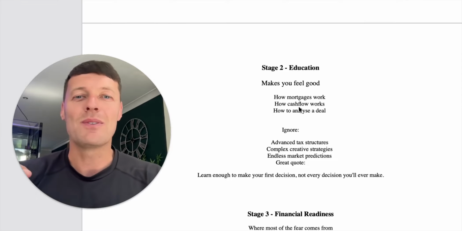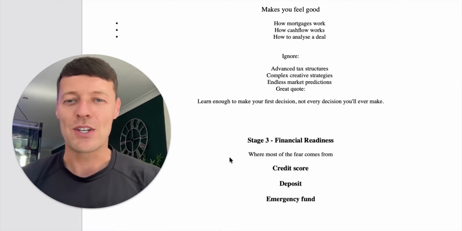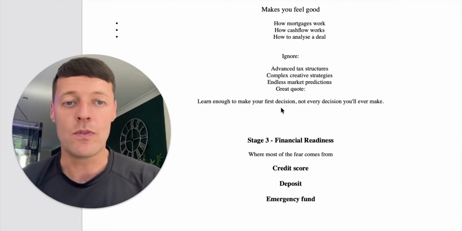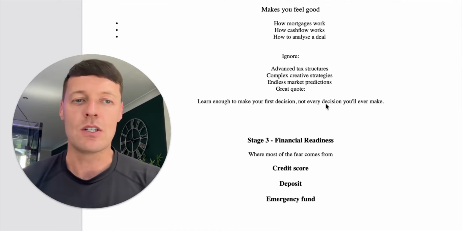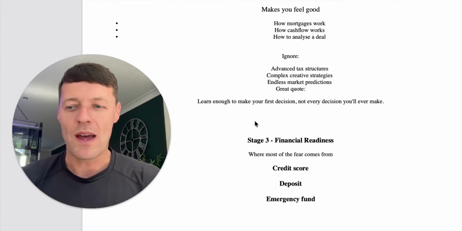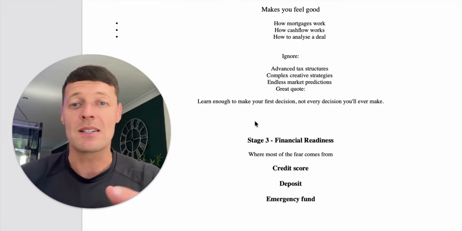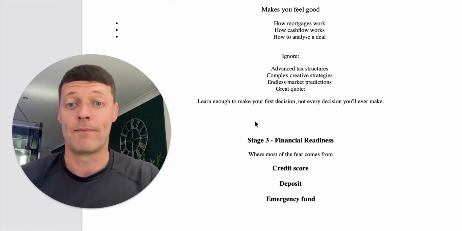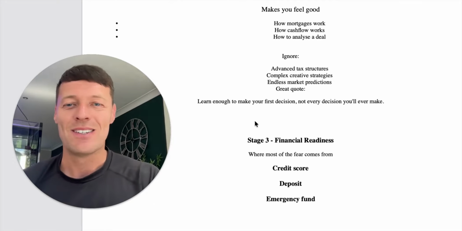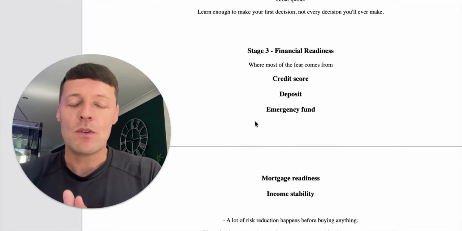Remember, you don't have to be perfect to start, you just have to start. Now, a good phrase to go off is learn enough to make your first decision, not every decision you'll ever make. Okay, so you need to be in a position where getting that first property is the first and absolute next right thing to do without messing it up, basically. So once you've got that nailed down, you can move to stage 3.